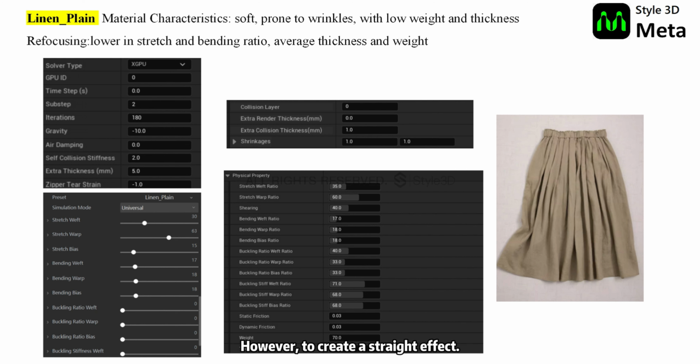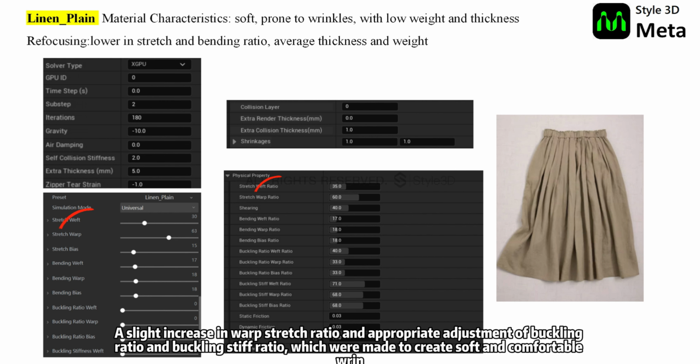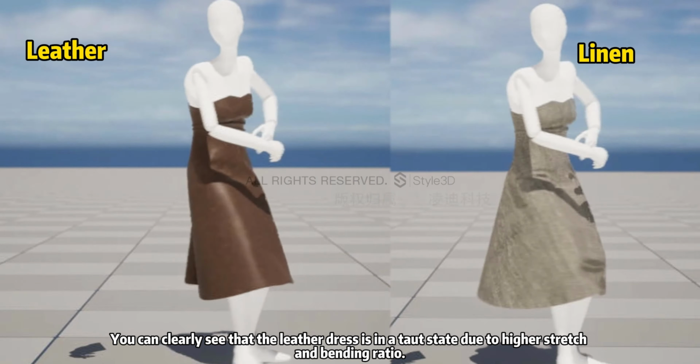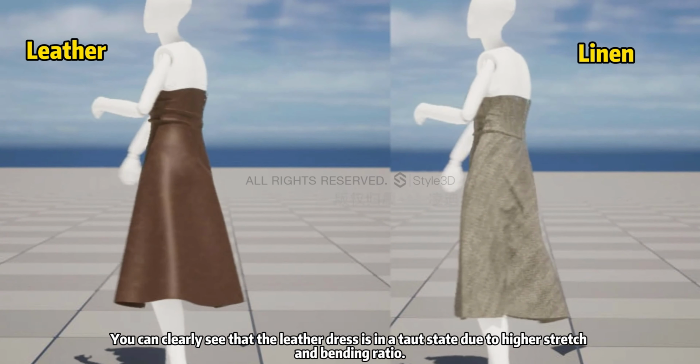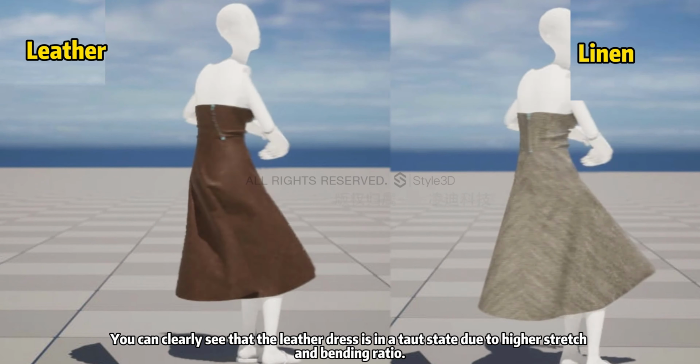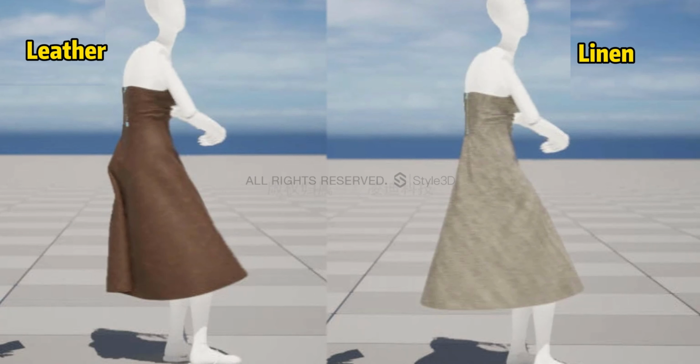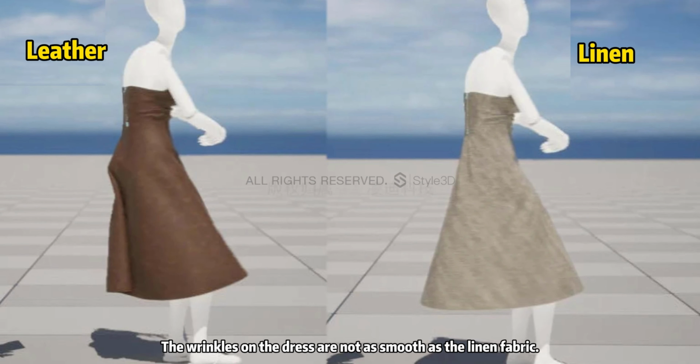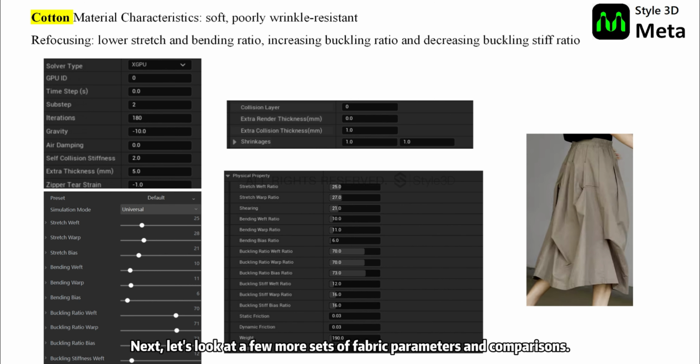However, to create a straight effect, a slight increase in warp stretch ratio and appropriate adjustment of buckling ratio and buckling stiff ratio were made to create soft and comfortable wrinkles. You can clearly see that the leather dress is in a taut state due to higher stretch and bending ratio. The wrinkles on the dress are not as smooth as the linen fabric. Next, let's look at a few more sets of fabric parameters and comparisons.